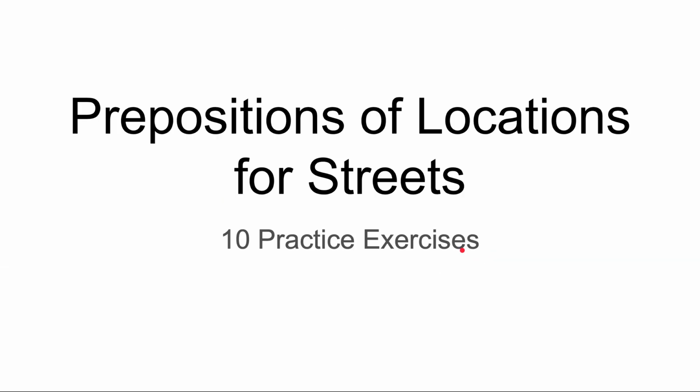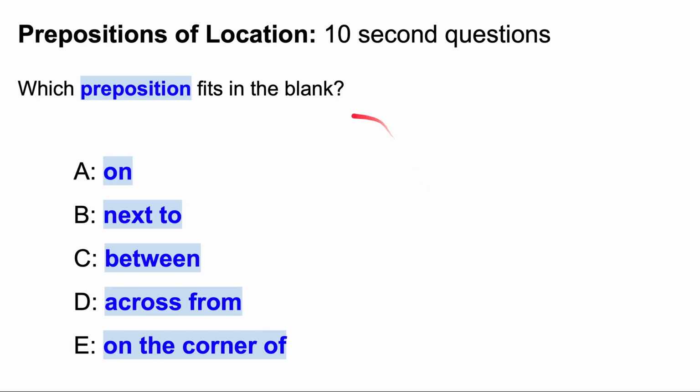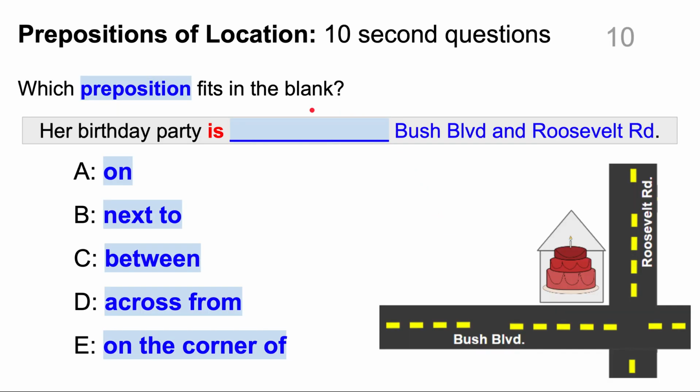Now let's look at some 10-second practice exercises. In these practice exercises, you will have 10 seconds to choose the correct preposition to use. Okay, let's start. So which preposition fits in the blank? Her birthday party is blank Bush Boulevard blank Roosevelt Road.